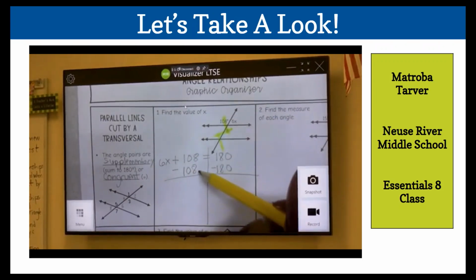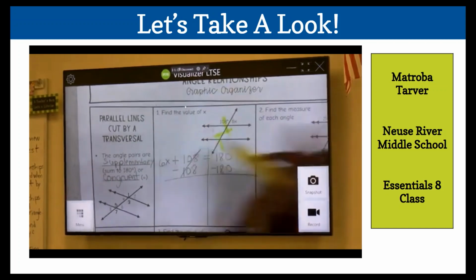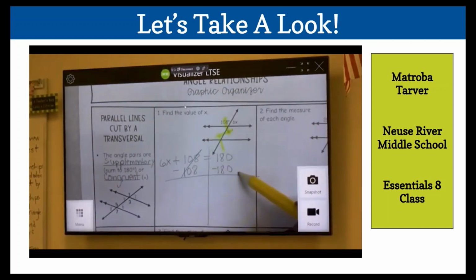Okay. What happens to this 108? You're going to cross it out because it equals 0. Okay, you cross it out because it equals 0. Very good. All right, next.